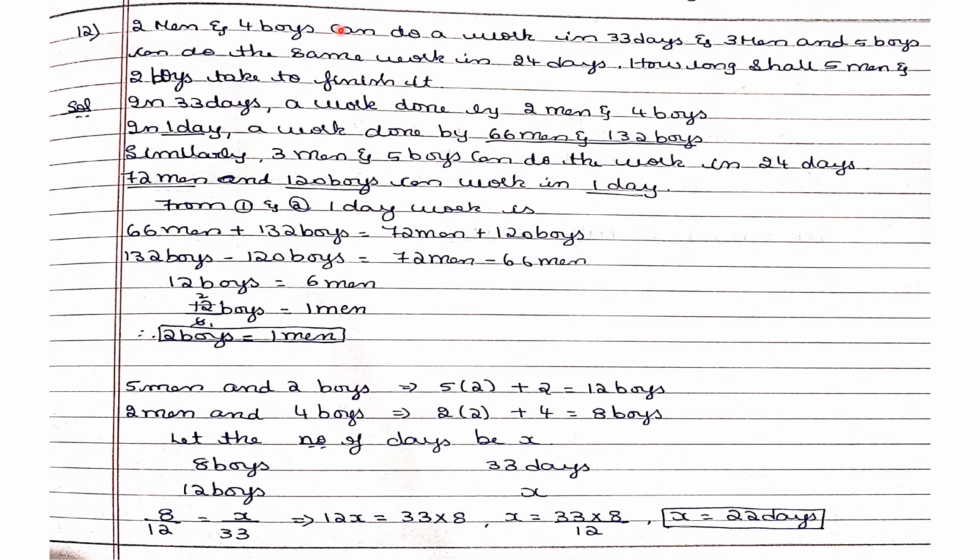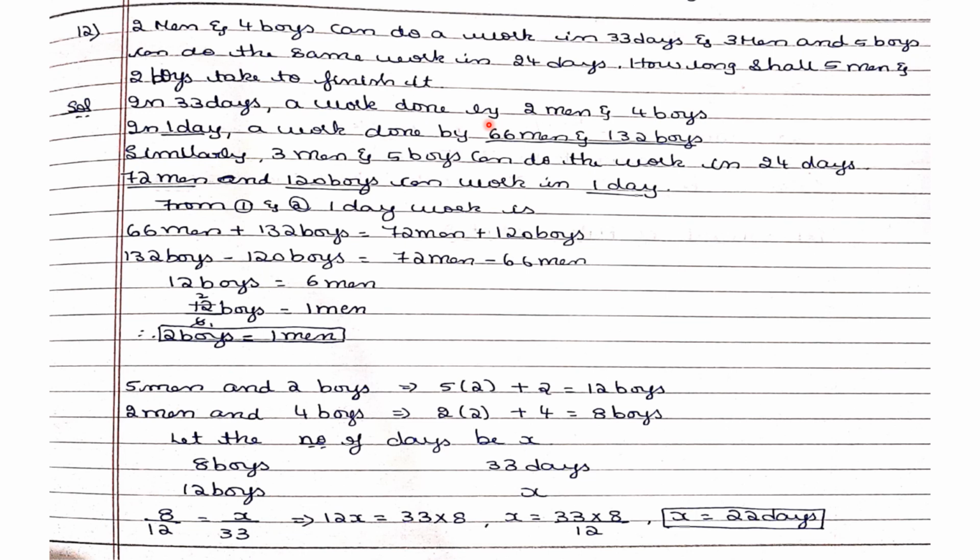Next, 2 men and 4 boys can do a work in 33 days. Then 3 men and 5 boys can do the same work in 24 days. How long shall 5 men and 2 boys take to finish it? So here you have some more information.